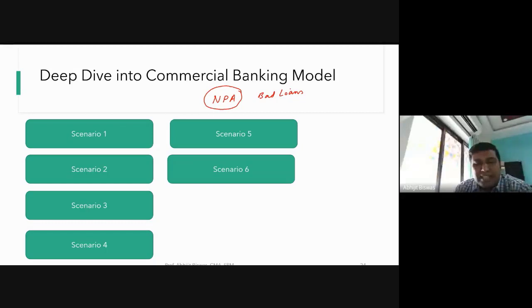With this discussion, it will be clear why NPA is a problem, right? From common sense, you can understand non-performing asset, bad loan is definitely a problem, but technically you will now understand why bad loan is very problematic for a particular commercial bank. So let us approach this in 6 different scenarios. First, we'll start with a very simple scenario, then we will add on complexities just to match the real world. So let us first go to scenario 1.